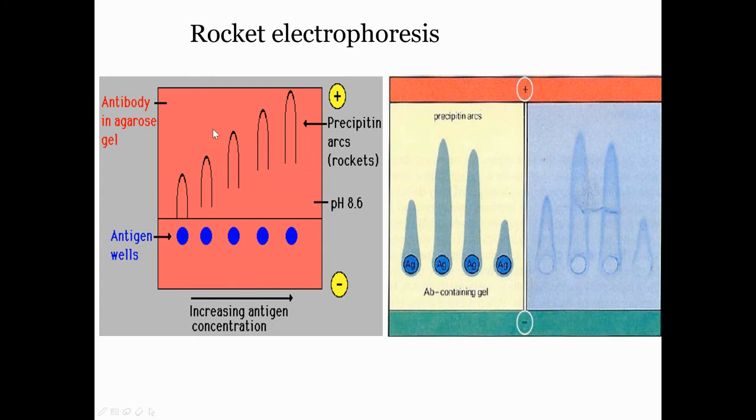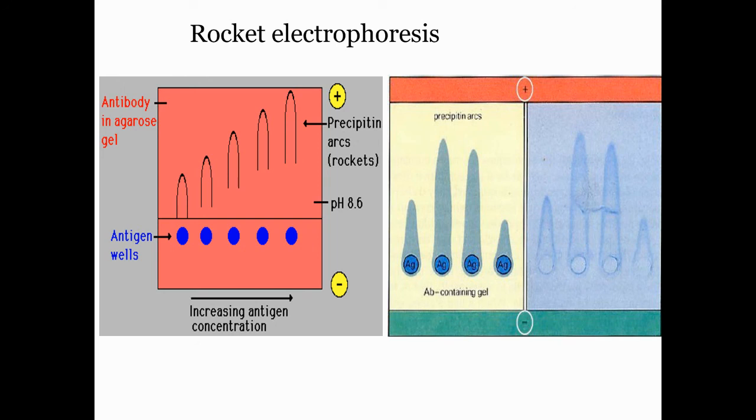We should have to maintain a pH of 8.6, the normal pH we have to maintain for electrophoresis, and they will be using barbital buffer. Just look into it. This is the antigen well, and the antibodies are in agarose gel. If the antigen reacts with the antibody, we can get the precipitation reaction.